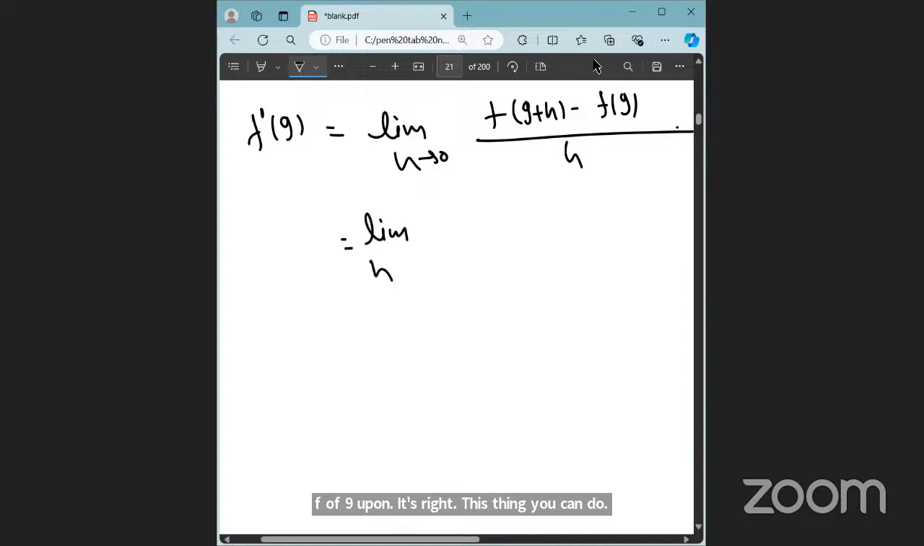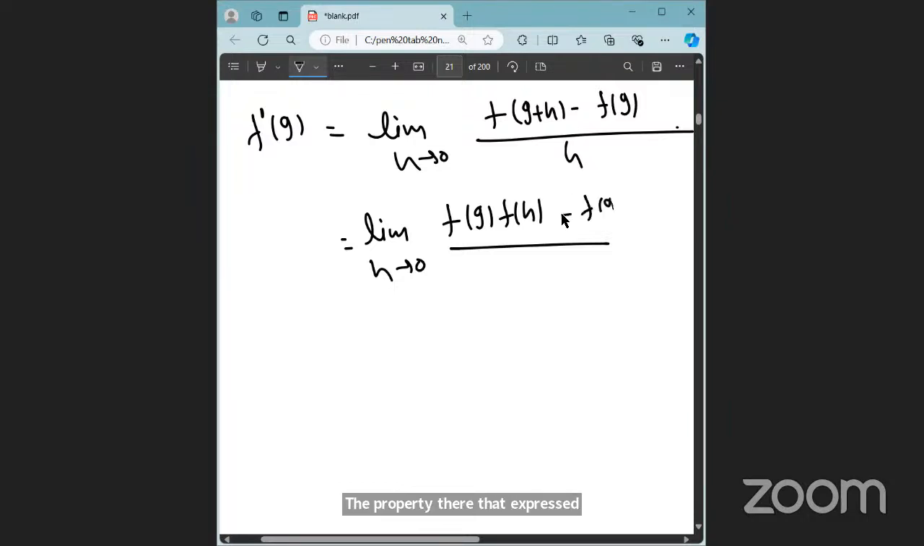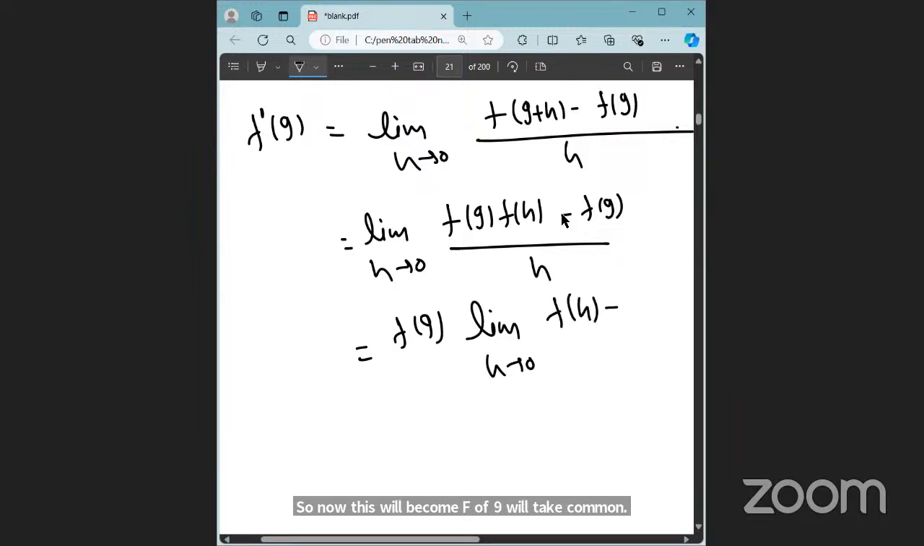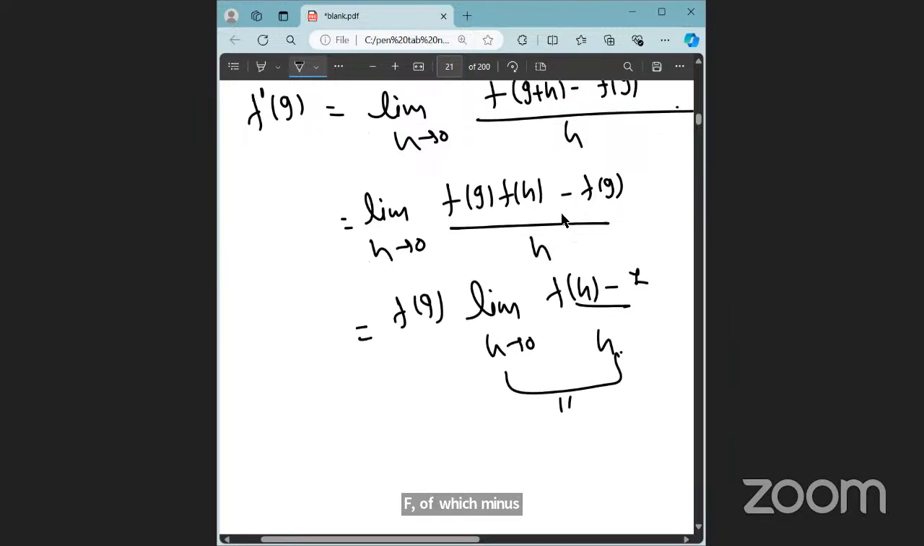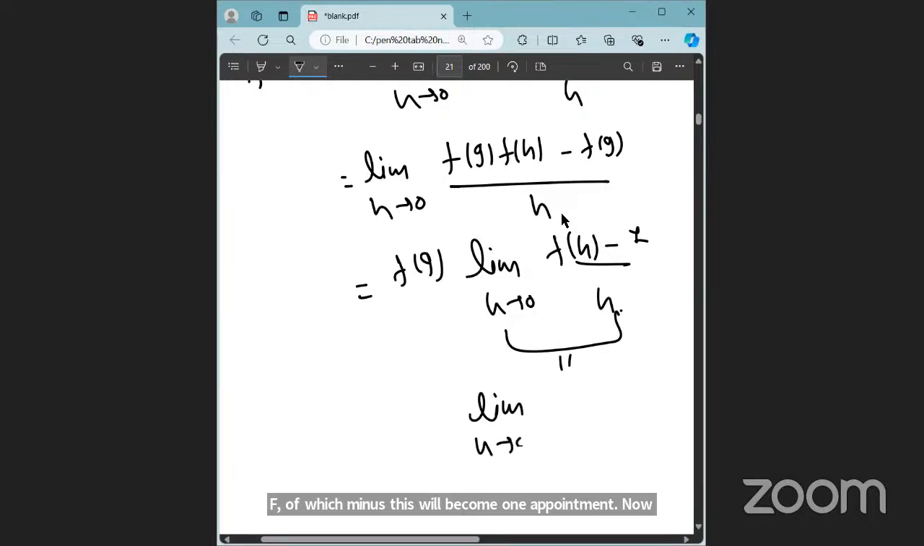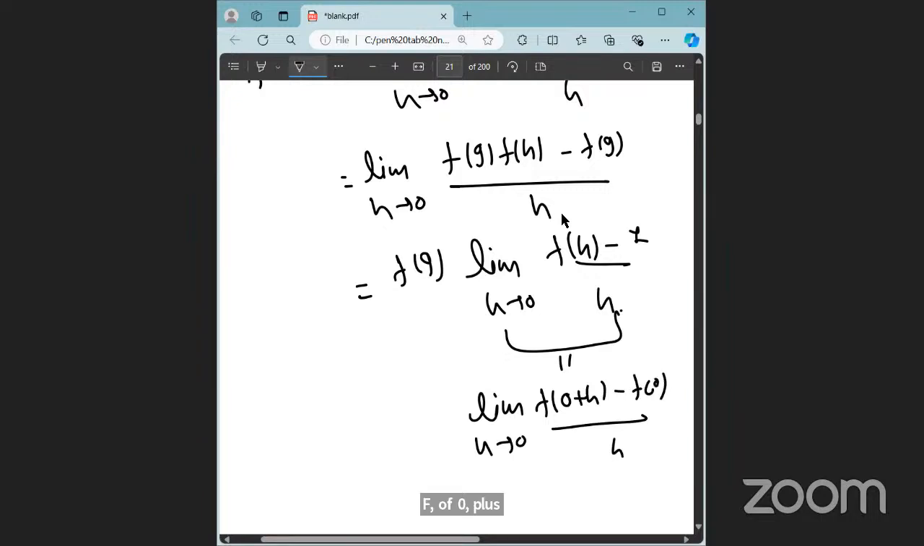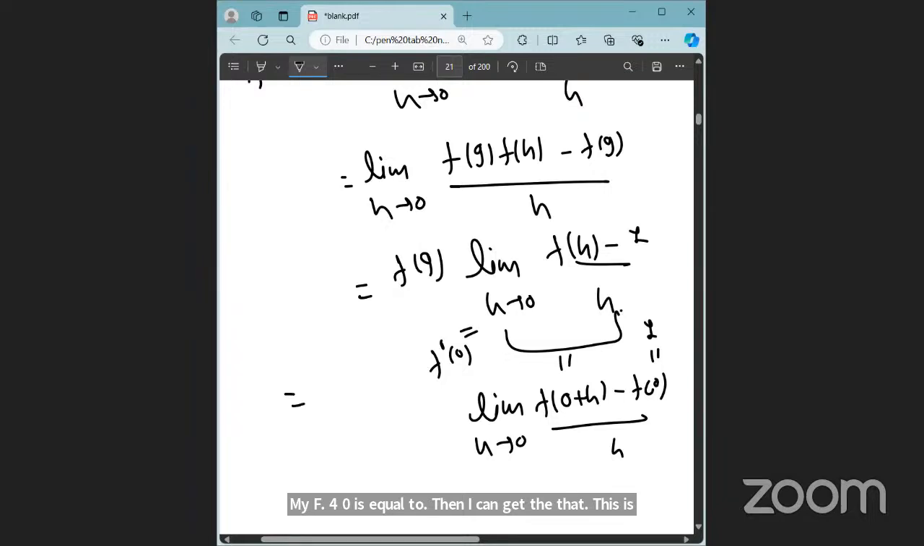If we do this, then limit h going to 0 will be there. Again, we can apply the property there, the f of x plus y property, minus f of 9 upon h. Now f of 9 will be taken common, and this is limit h going to 0, f of h minus 1 upon h. You can observe that this can also be written as limit h going to 0, f of 0 plus h minus f of 0 by h. If f of 0 is equal to 1, then this is nothing but f dash at 0, and then via multiplication you can get your answer.